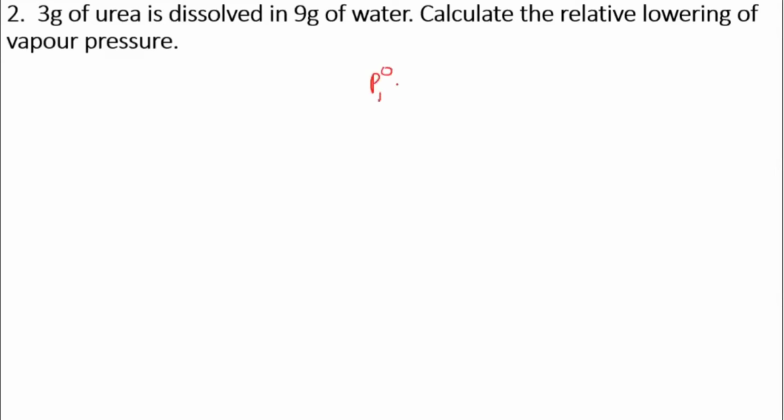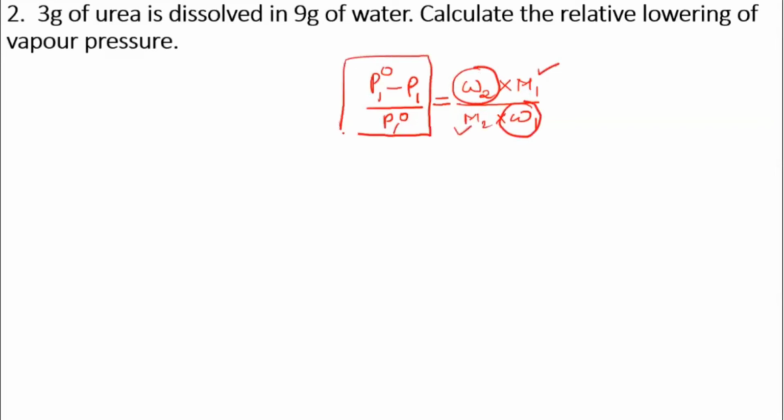So P1, this is what we need to calculate. Now your formula is correct, what you said. P1 naught minus P1 divided by P1 naught, which is equal to W2 into M1 divided by M2 into W1. Yes, good. Now W2, as you said, we have. W1 also we have. What about these two things? Because we need to calculate this whole thing, correct?